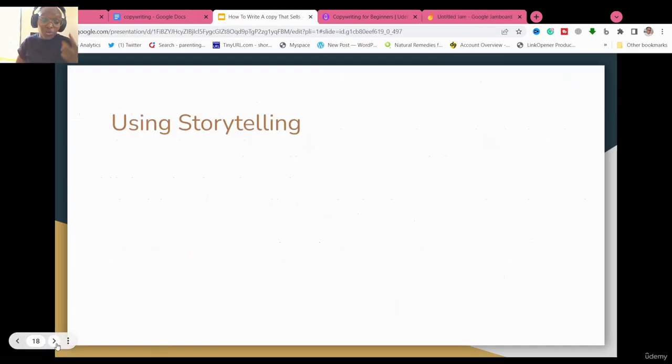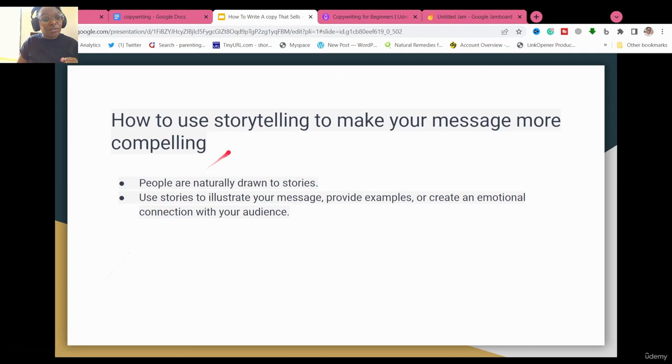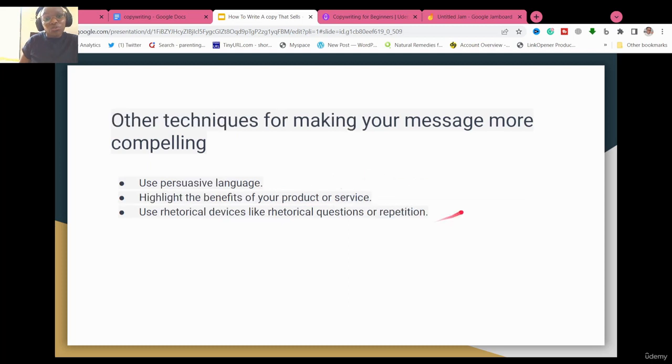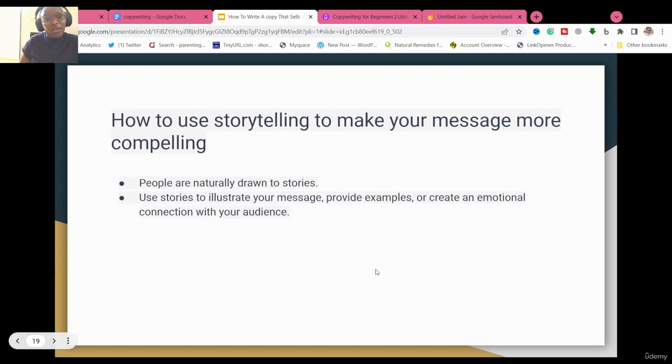We've learned how to use a story in our copies. So people are naturally drawn to stories. So if you tell me that story, I will always remember it in my head, and I will not forget about Sarah. I will not forget that she also had the worries and concerns that I had, and I'll not forget that she used you as a professional to achieve her goals, and she's now living the life of her dreams. So use stories to illustrate your message, and make sure you provide examples to create an emotional connection with the audience.